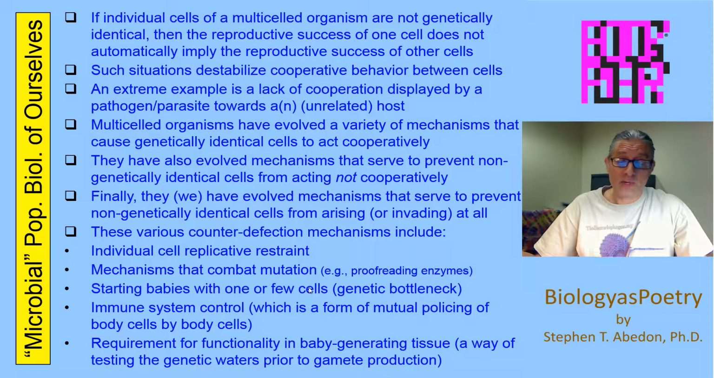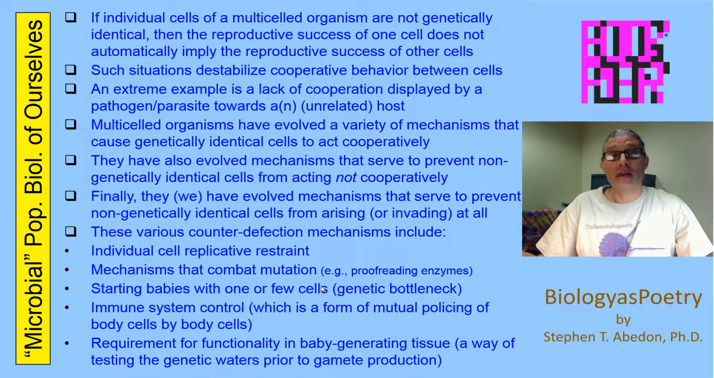And then finally, we have a requirement for functionality in baby-generating tissue. And this is a way of effectively testing the waters, the genetic waters, prior to gamete production, or even following gamete production. We have basically set things up so that they're not as cushy as they possibly could be for our cells and our gametes and our zygotes and our offspring. So that these offspring have to struggle at least a little bit and thereby prove their worth before they can continue on in their development, and as a consequence use up more of our resources.